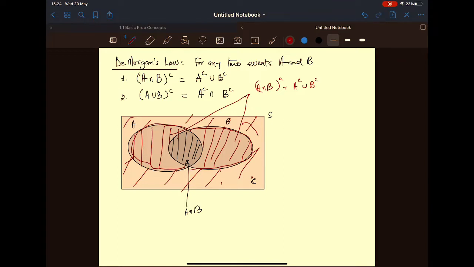This law will be used further in our later models, and we will have a better appreciation of it.